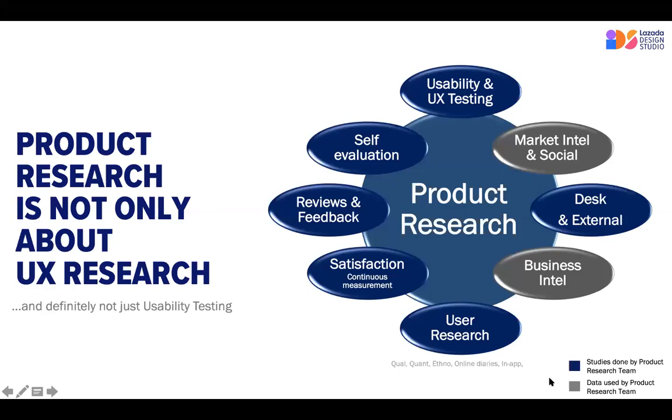So in terms of what all we do in product research, obviously there are a lot of different types of studies which we do in the product team itself. We obviously do usability and UX testing, which all of you know of when you talk about product research for an app. Everyone thinks about usability testing and UX research, eye tracking, maybe some neuroscience. So that's definitely there.